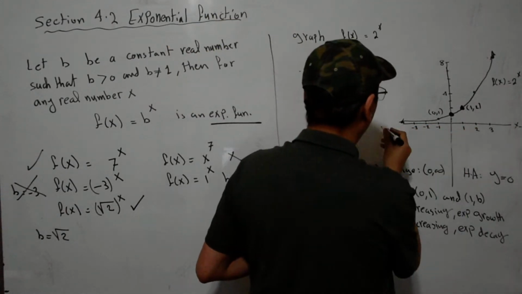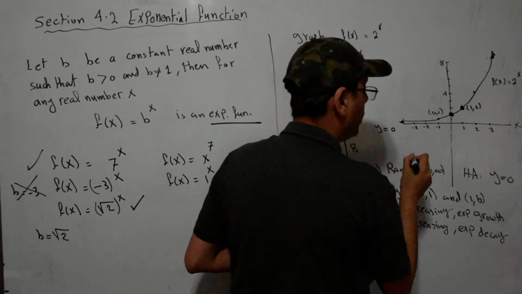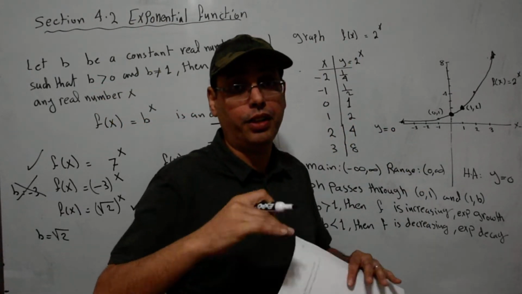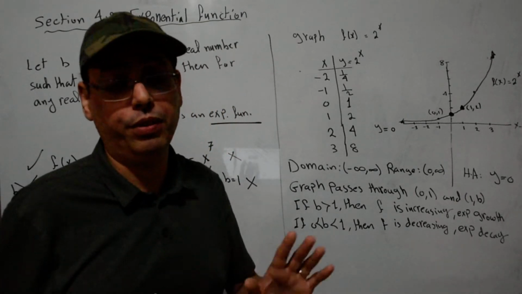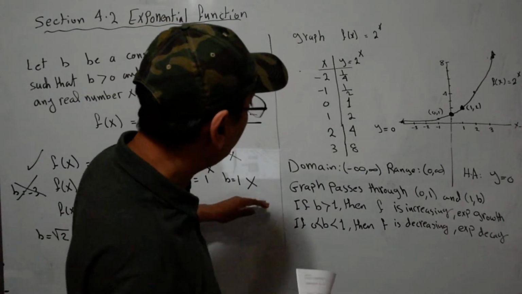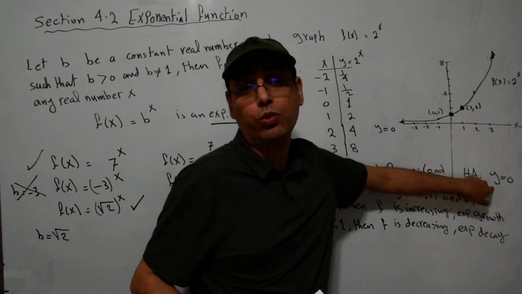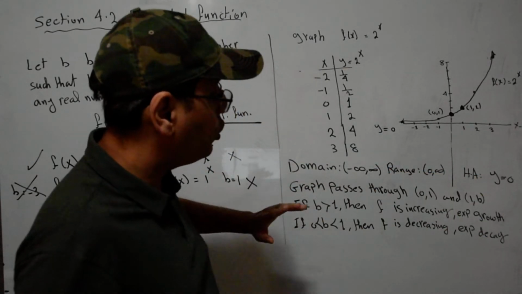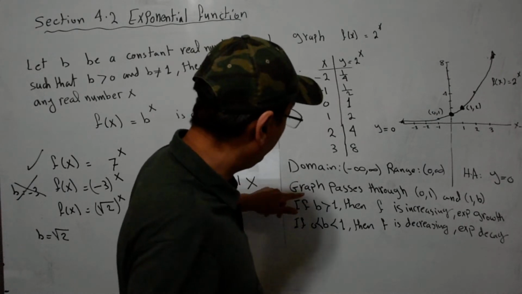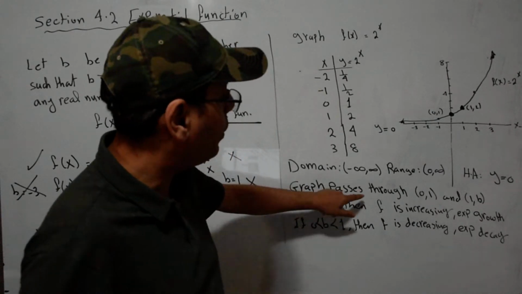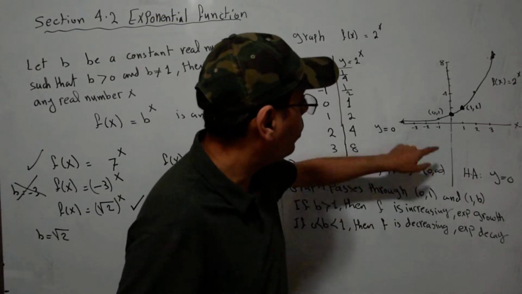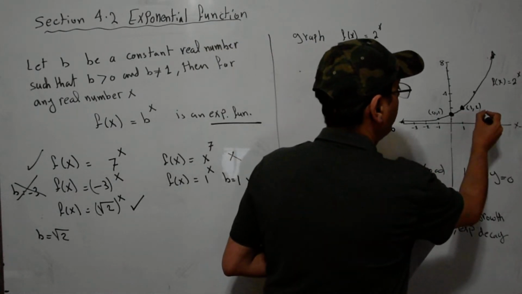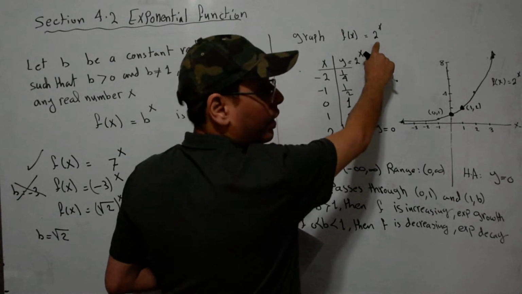So my horizontal asymptote is always y equals 0, unless the function is shifted up or down, and we have a different idea about that. So the horizontal asymptote is y equals 0. For every exponential function, the graph passes through (0, 1) and (1, b). So here is 1, and 2 is b, because 2 is b here.